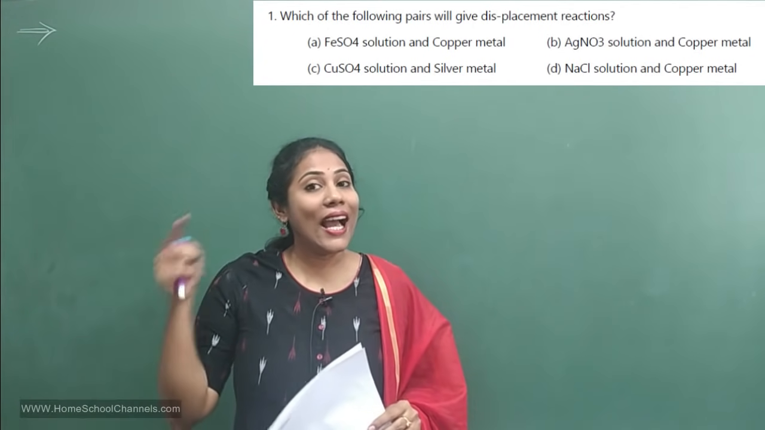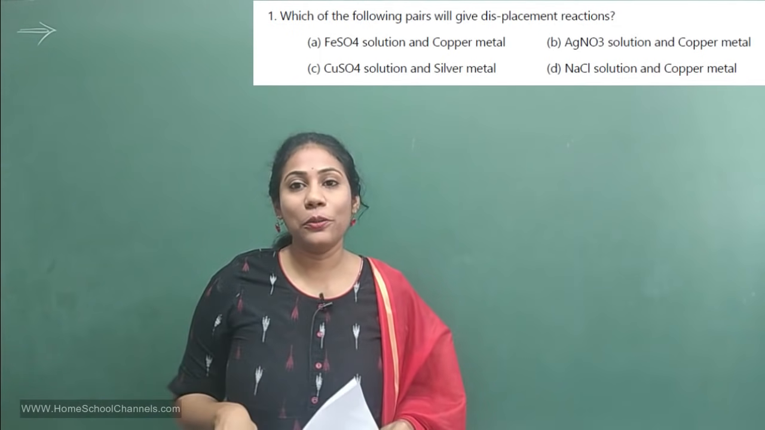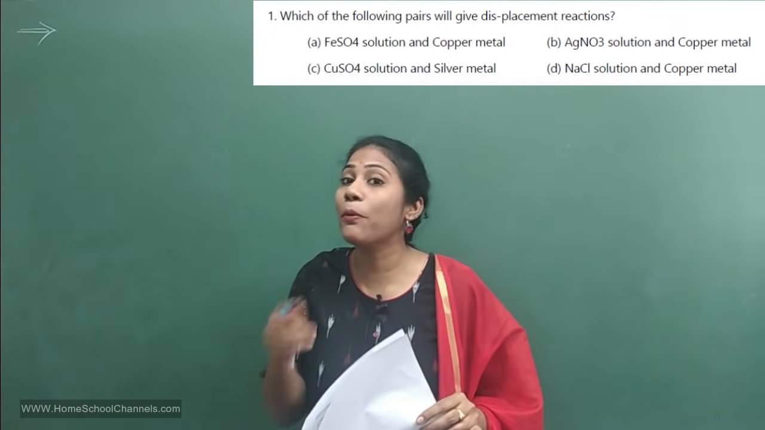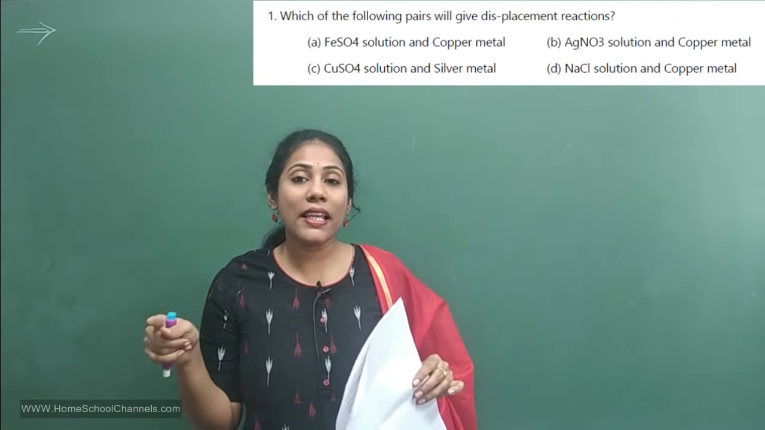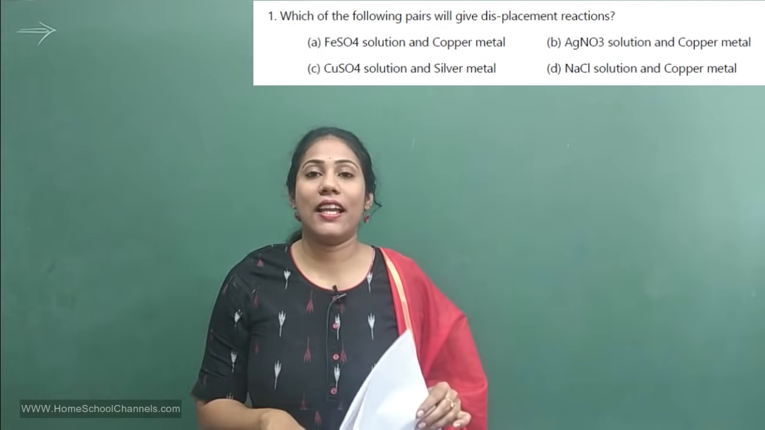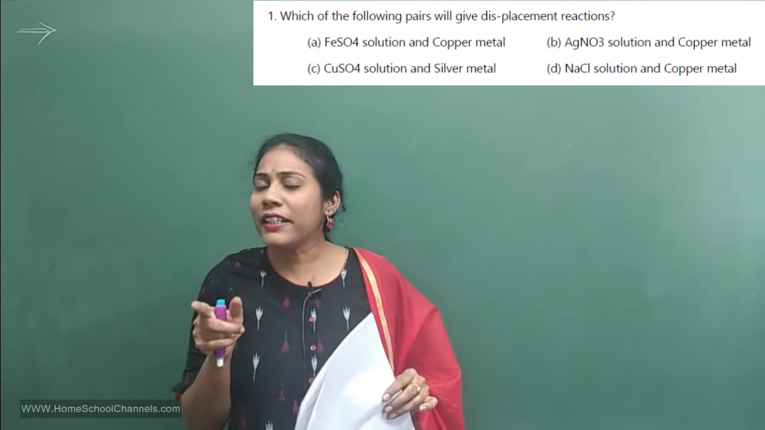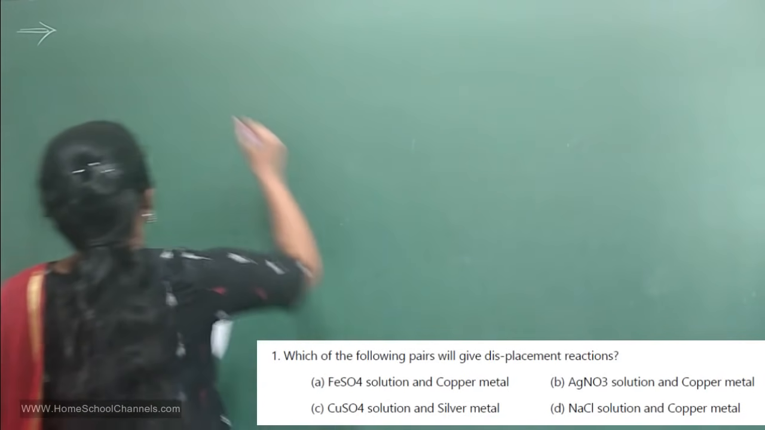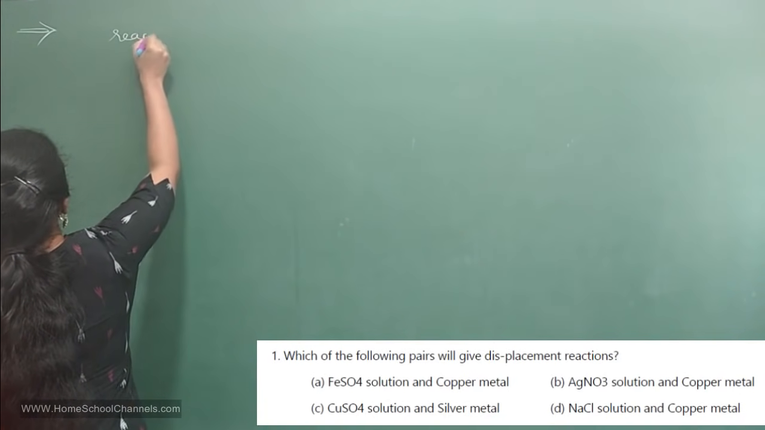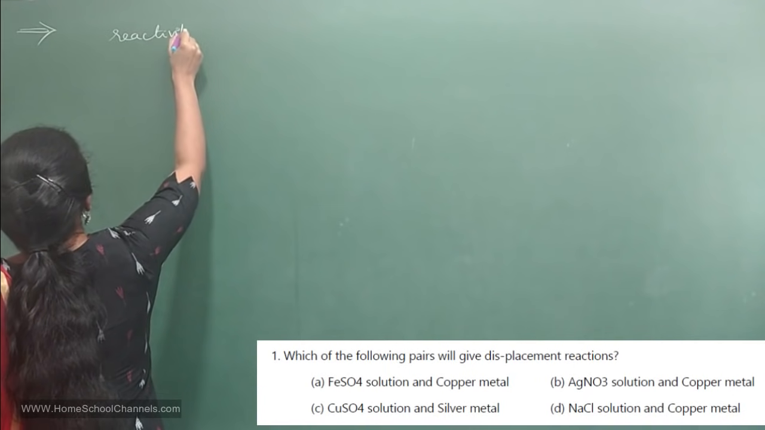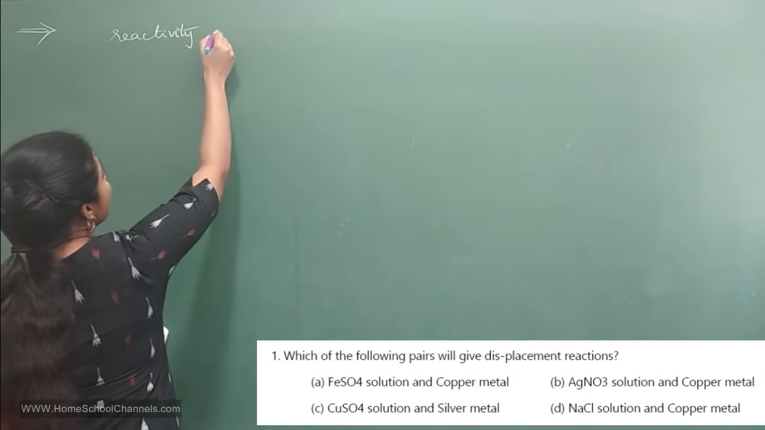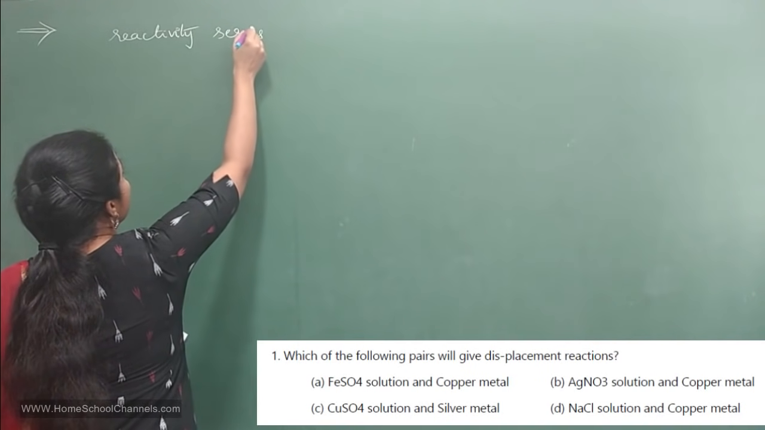A reactive metal can displace the less reactive metal, isn't it? So in other words, I can say the metal which is more reactive can displace the metal which is less reactive. And how do you know which metal is more reactive and which metal is less reactive? It is by the reactivity series. So here you decide the answers of such questions based on the reactivity series.